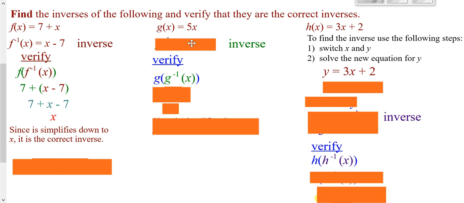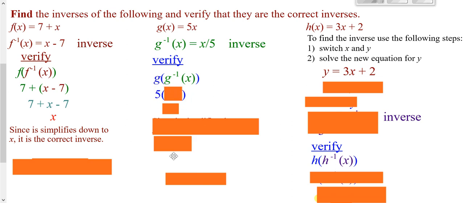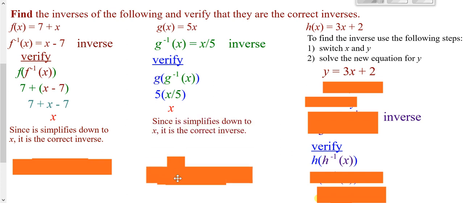When we look here, g says input times 5. So your inverse more than likely should be just input divided by 5. It's got to undo that. So to verify this, we need to take our original function g, which is 5 times input, and our input is what we think is our inverse, x over 5. So 5 times x divided by 5 is just x. So yes, these are inverses because it simplifies down to normal x.